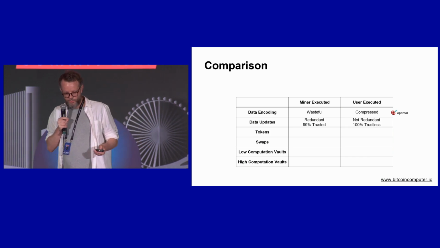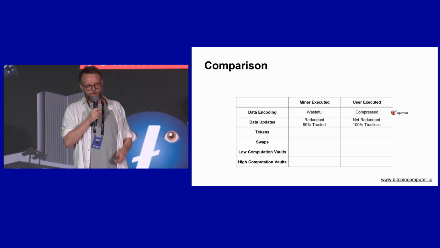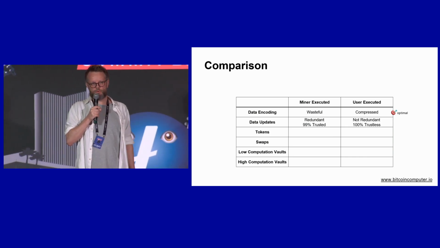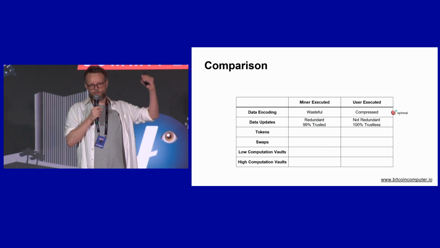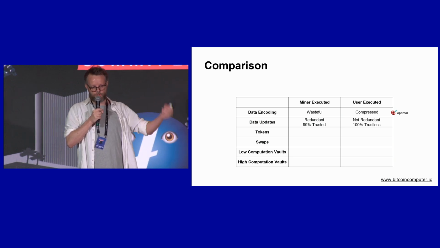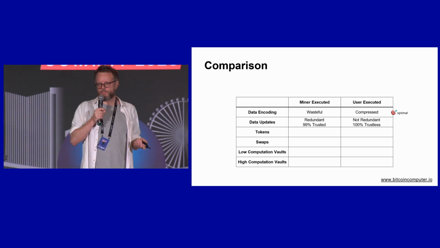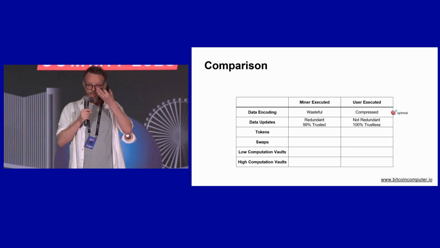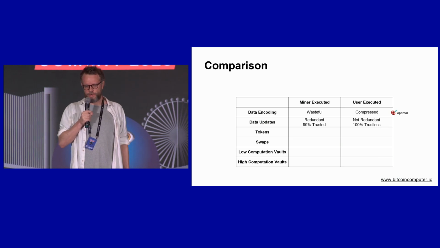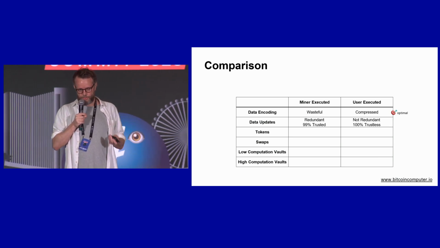So how does it work in user-executed smart contracts? There's no redundant execution whatsoever. Whoever's interested in some value evaluates the code that's stored on the blockchain. So there's no redundancy, and it's also 100% trustless. If you want to know the value, it's stored on the blockchain, you just compute it yourself. You don't have to trust anyone. And if you think about it a little bit, that too is actually optimal.